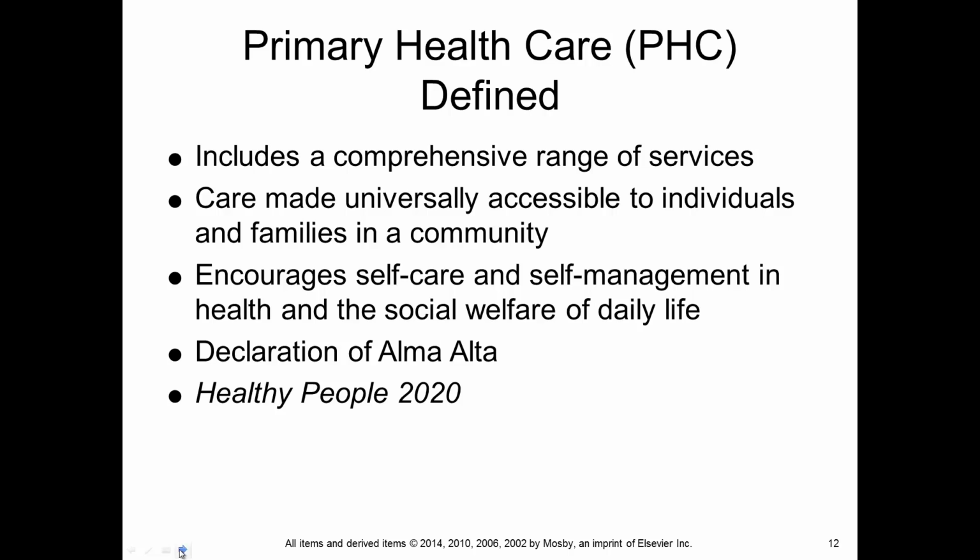There are many different efforts that go into that. I mean, we're looking at agriculture, education, communication, technology. A lot of things go into that comprehensive range of services. Care should be made universally accessible to individuals and families in the community. And sometimes there are different things available in different communities. I mean, a rural community may have something totally different from an urban community. And is it affordable? Primary health care also encourages self-care and self-management in health and social welfare of daily life.